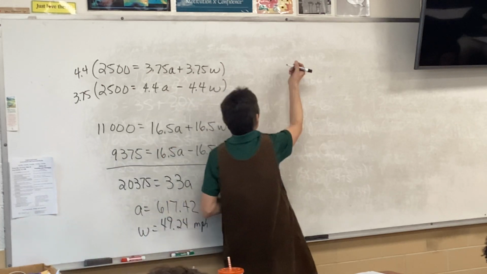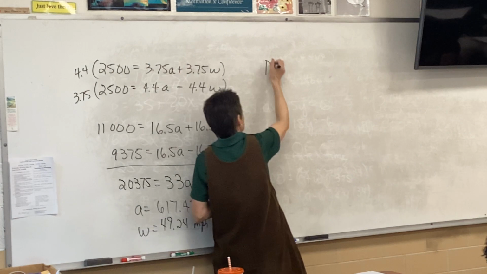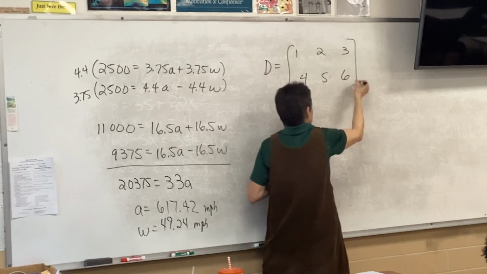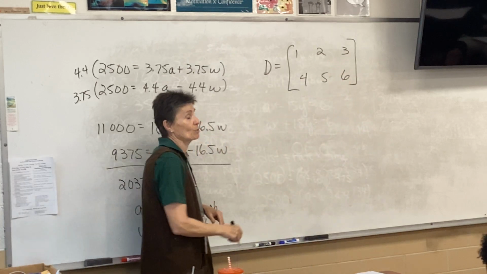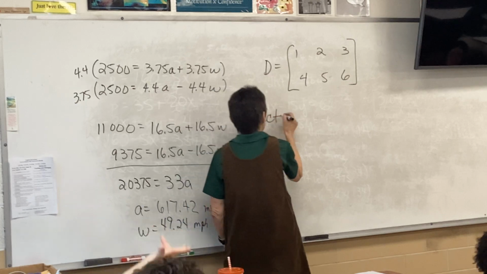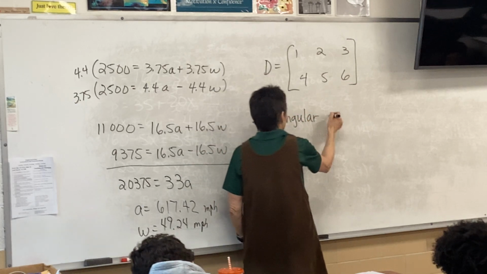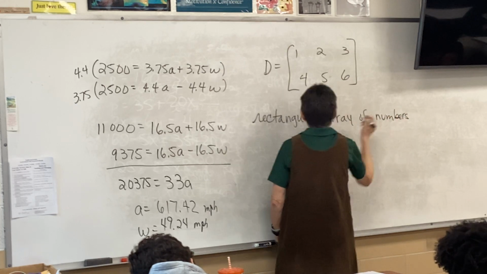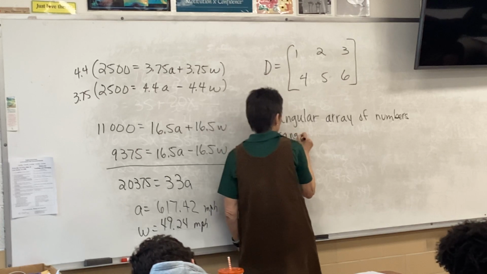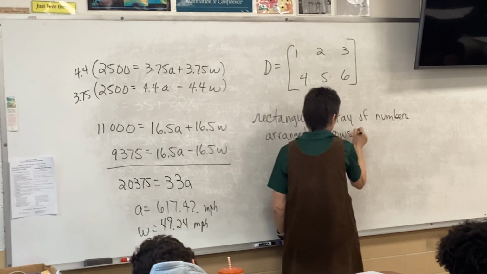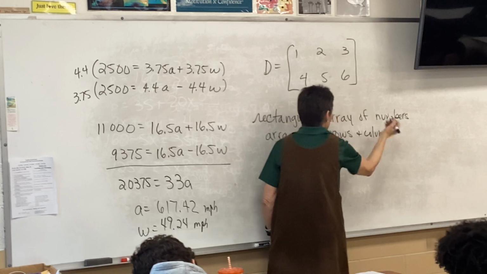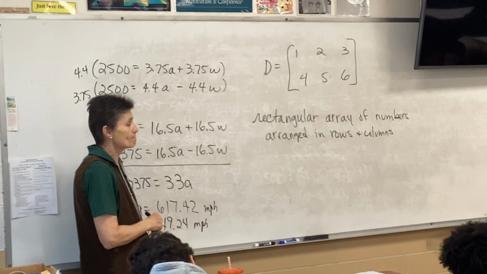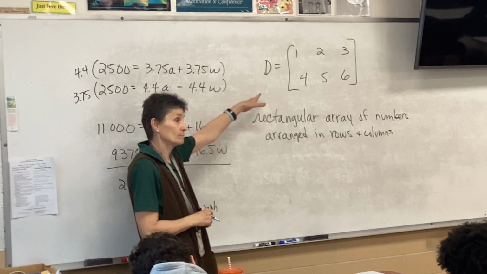So I'm just gonna put a random matrix up here. This isn't in the notes. I'm just gonna say a matrix D, and here it is. So, step 1, what is a matrix? A matrix is a rectangular array of numbers arranged in rows and columns. You gotta know that definition, okay? That's what a matrix is, a rectangular array of numbers arranged in rows and columns. Okay? So right there's an example of one.